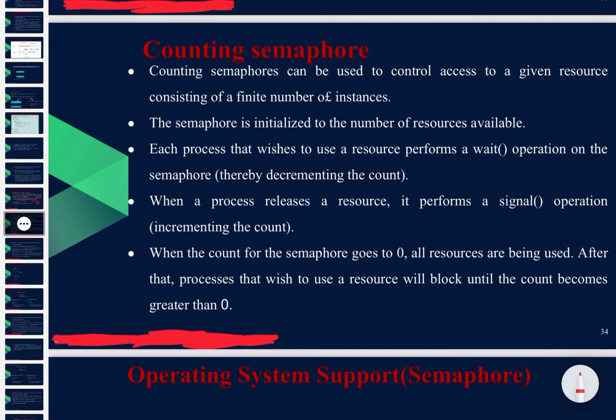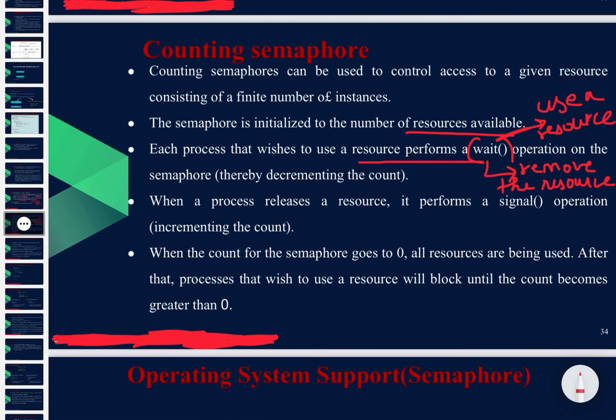Counting semaphore. A counting semaphore can be used to control access to a given resource consisting of a finite number of instances. The semaphore is initialized to the number of resources available. Each process that wishes to use a resource performs a wait operation. Wait operation means you are removing something, so you are decrementing the value. You have to remove the resource, or you can say use the resource. When you perform a wait operation, you use a resource.